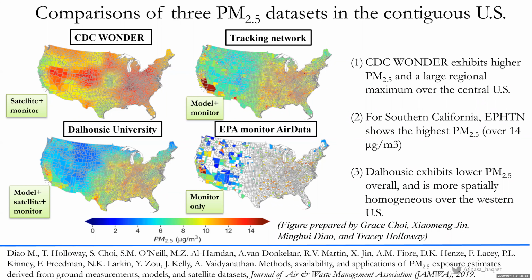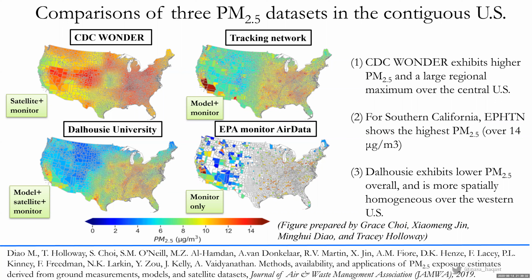So in this work, we conducted a comparison of 4 types of datasets. These 4 datasets include the CDC WONDER data, which is satellite plus monitor data. There's the CDC tracking network data, which combines model and monitor data. The Dalhousie University data combine model, satellite, and monitor. And lastly, the EPA monitor air data, which is monitor only, and is usually considered the ground truth.